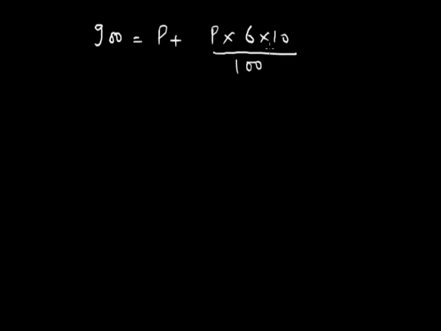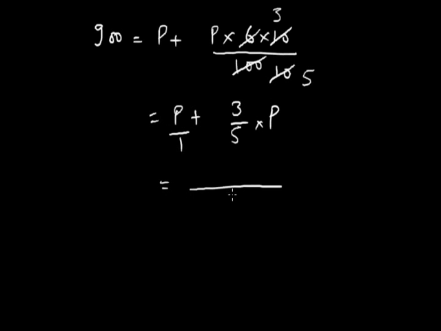Cancelling the common factor between the numerator and denominator in the second term of the right hand side, we will get 100 in the denominator is cancelled with the 10 in the numerator with a factor of 10. This 6 is cancelled with 2 with a factor remaining 3, and this 10 is cancelled with 2 remaining a factor 5. So you will get P plus 3 by 5 multiplied by P. Taking the LCM of both the terms, the LCM of the denominators of both the fractions, we will get LCM as 5.